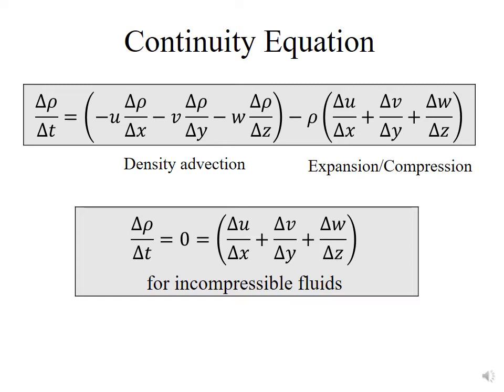And if you assume that the air parcel is incompressible, so that would be like liquid water as opposed to the atmosphere, then you can assume that there is no expansion or compression, and that term, delta U over delta X plus delta V over delta Y plus delta W over delta Z, is going to be equal to 0. And then from an Eulerian sense, the change in the density would then be only due to the density advection.